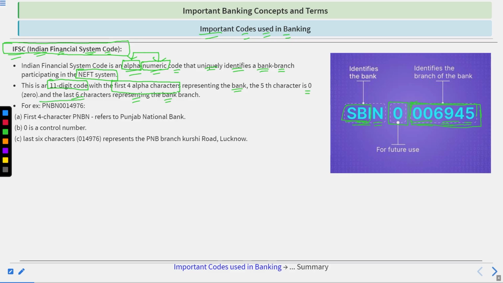Here is another example of an IFSC, and it is for PNB. PNB stands for Punjab National Bank. Okay, the first four characters, PNBN, refer to the Punjab National Bank. Zero is actually the control number. And the last six digits, 014976, represent the PNB branch on Khurshi Road in Lucknow. Got it?